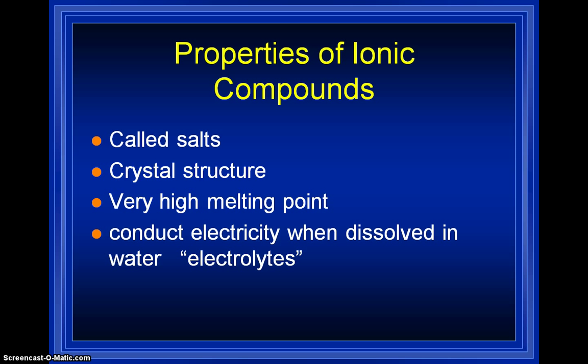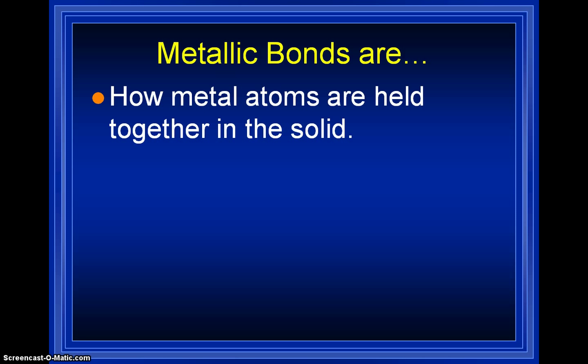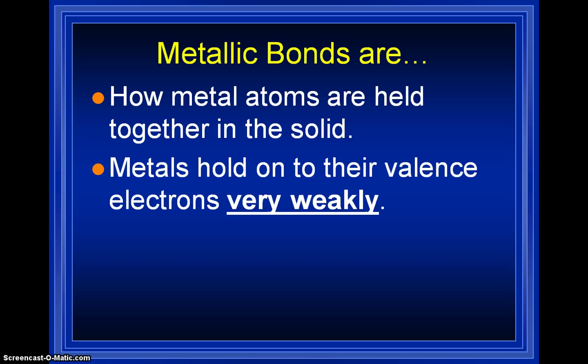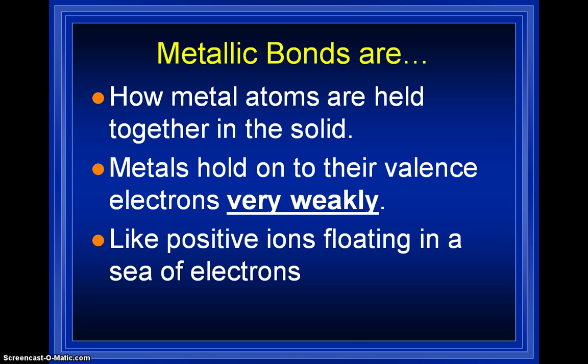Okay, so let's talk a little bit about metals and how metallic bonds work. Metallic bonds are between two different metals on the periodic table. Okay, they're how metals hold together as a solid. Now, metals hold on to their valence electrons very weakly. We already learned that in terms of ionic bonds because we know that metals tend to give up their electrons. So they're not holding very tightly on to those valence or outer shell electrons.